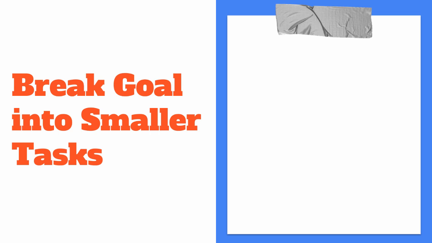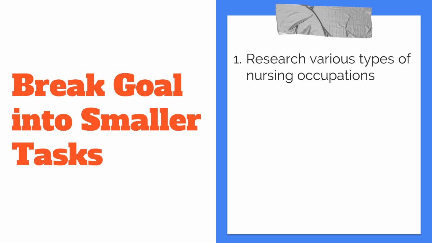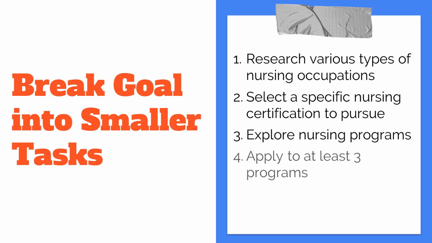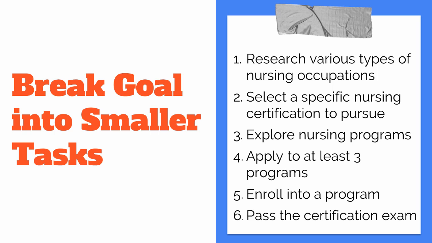The first step the student identified for reaching this goal was to research various types of nursing occupations. Then, select a specific nursing certification to pursue. Next, explore nursing programs, apply to at least 3 programs, enroll in a program, and pass the certification exam. If you find your steps are too vague, you will either need to identify smaller steps or make your steps more specific. In the example we just used, one of the steps was to enroll into a nursing program. Some may find the step to be vague.